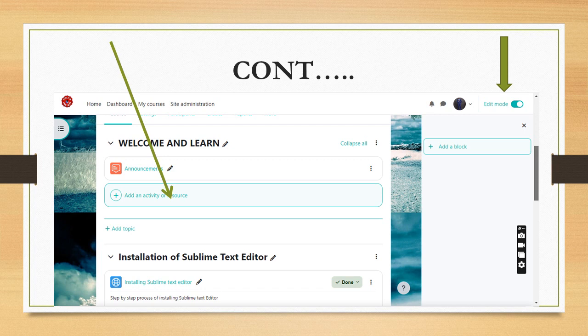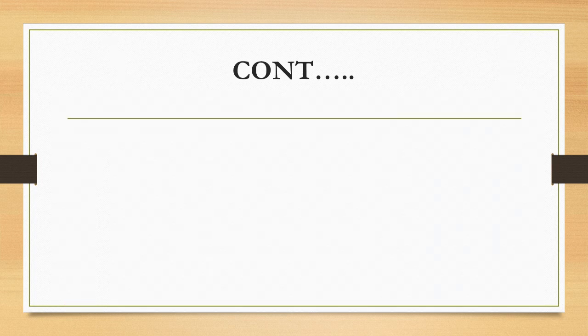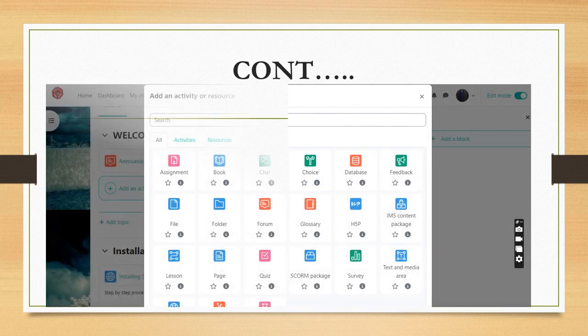Text and media falls as one of the activities or resources, and in this case, text and media is a resource. So next, after clicking on add an activity, this is the interface we get. It has all activities and resources, but as we said, text and media is a resource. So we click on resources.